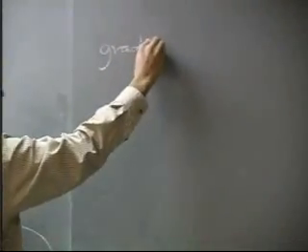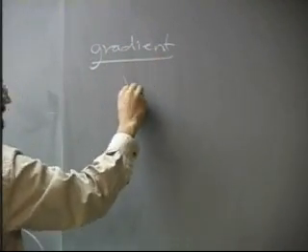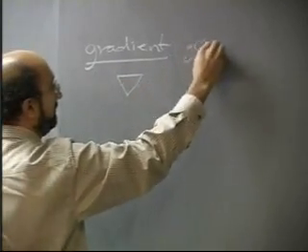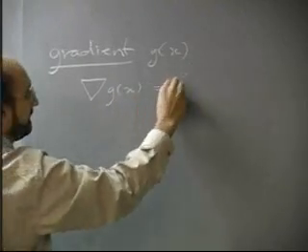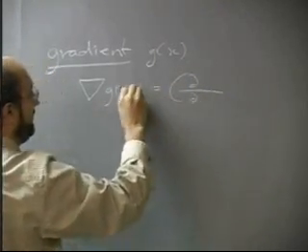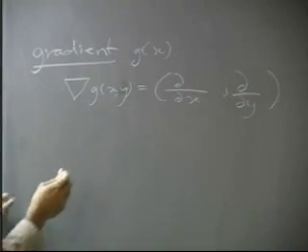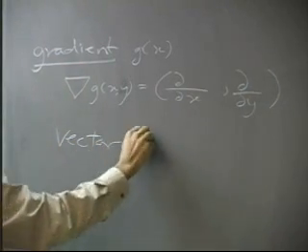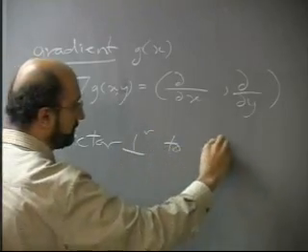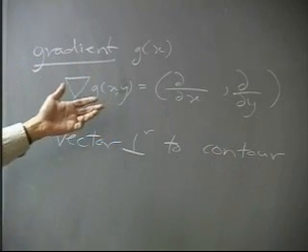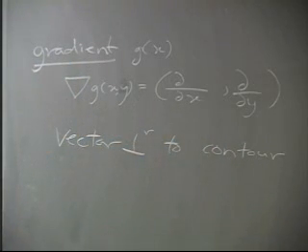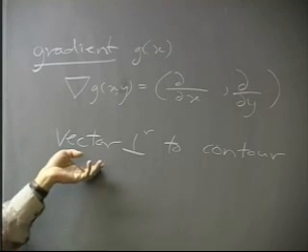So gradient is basically defined as this. Gradient of g is del of g(x,y), which is just the partial del by del x, del by del y, and you can think of it as a vector that's perpendicular to the contour. This is just the partial derivative with respect to x and y. The partial derivative with respect to x tells you the slope with respect to x, and the partial derivative with respect to y tells you the slope with respect to y. If you take the vector of these two slopes, that's called the gradient, and basically you can think of it as a vector perpendicular to the contour.